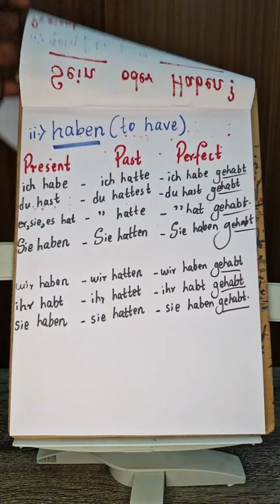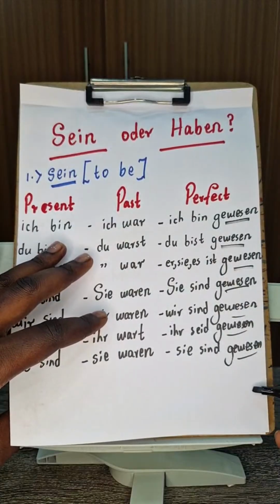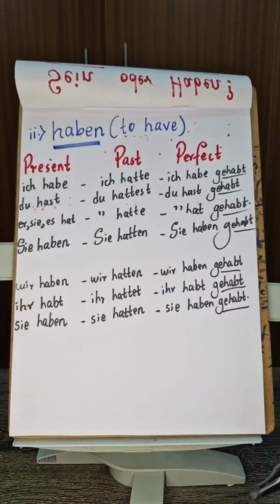Had. But for sein in the perfect it was gewesen, throughout gewesen. Do you see the difference? So that is how this verb haben appears in present, in past, and in perfect. I believe you've captured the meanings, right?